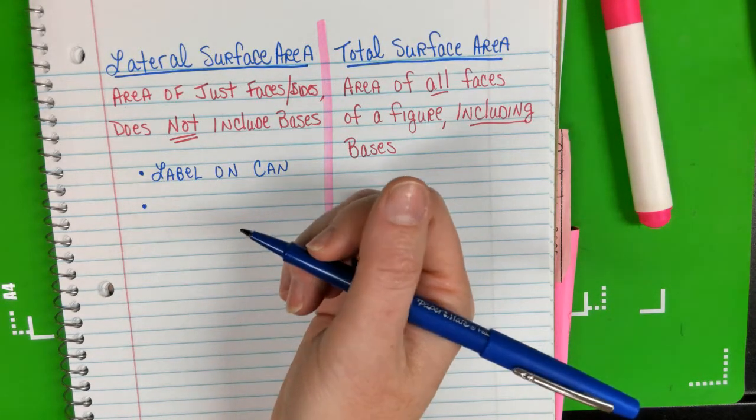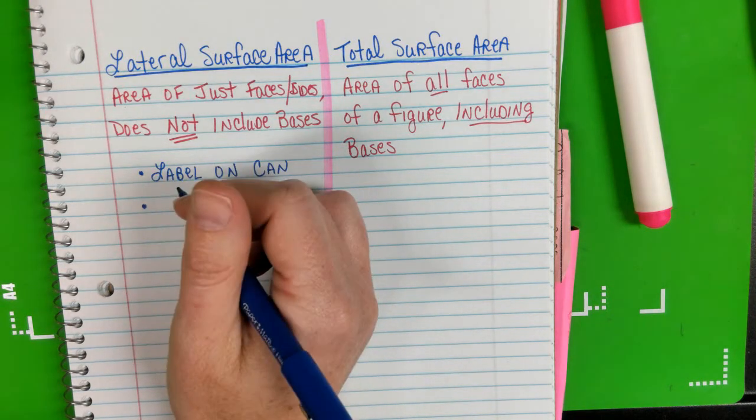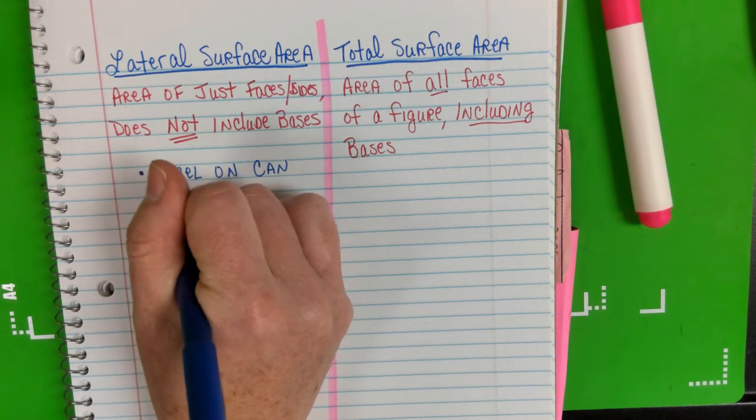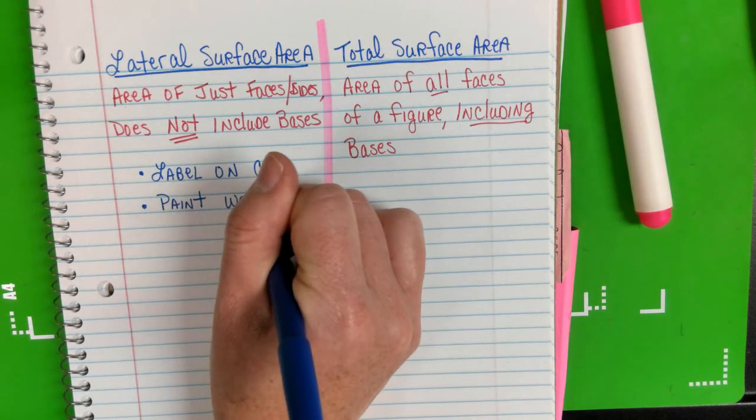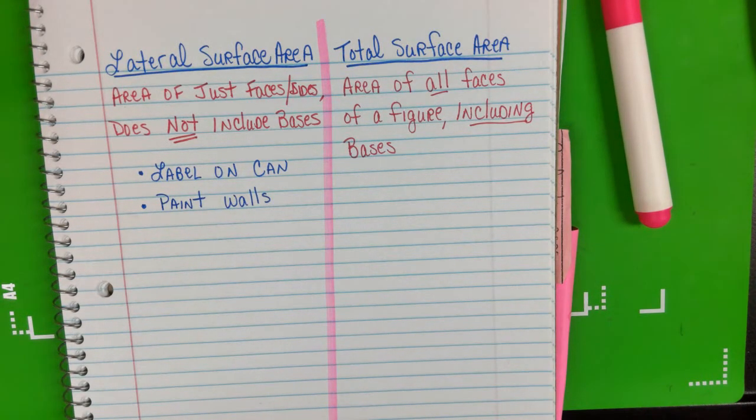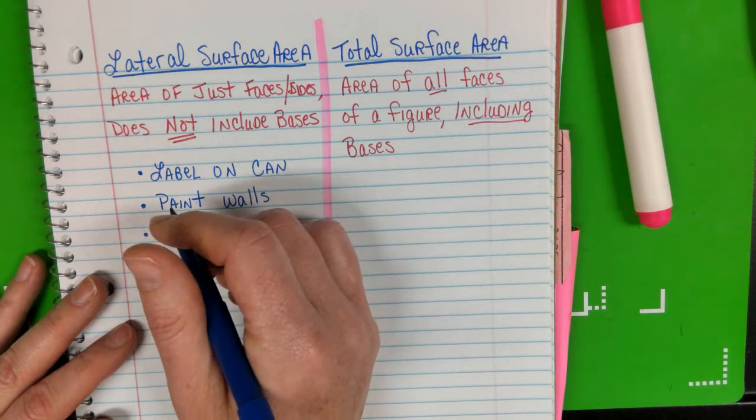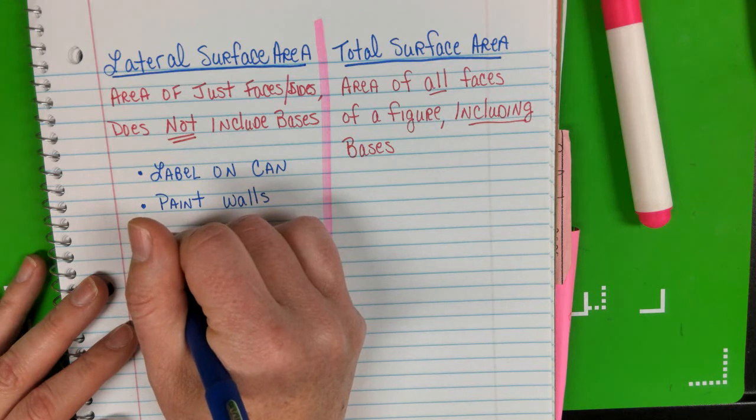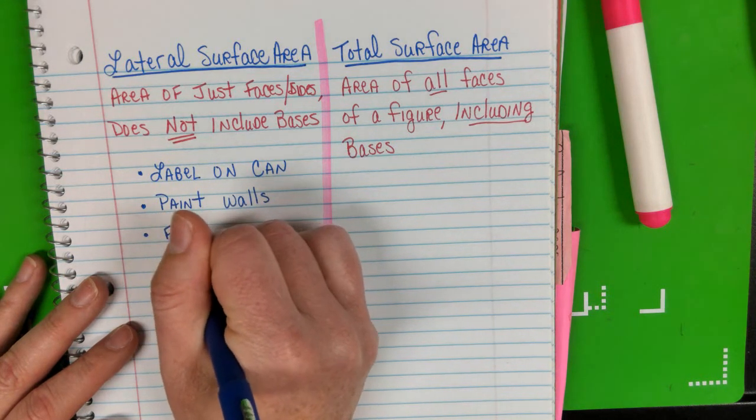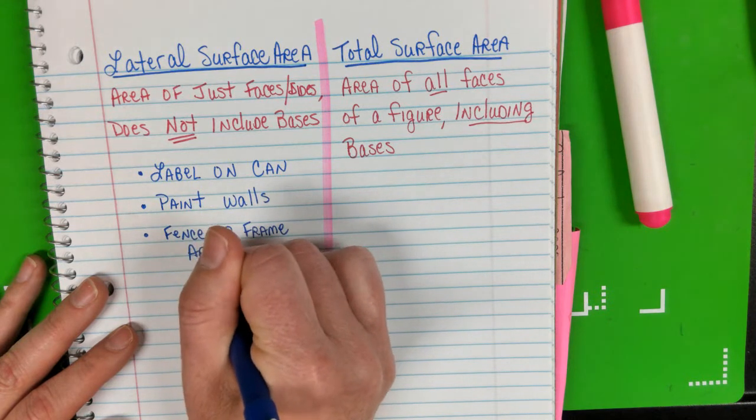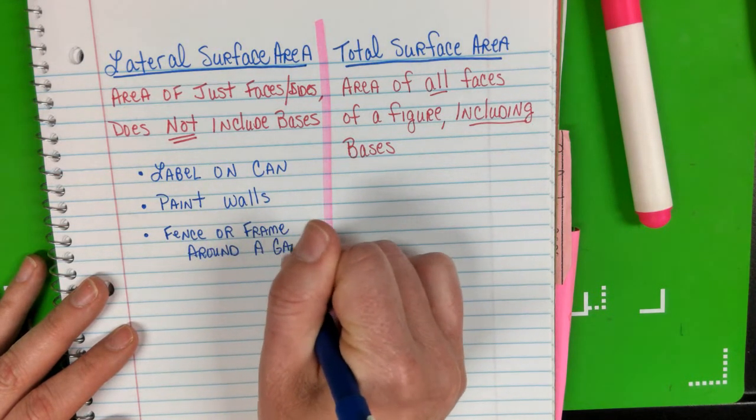Another example is if you look around the room that you're sitting in. If you were going to paint your room, you might paint your ceiling a different color, right? So if you were painting just the walls of your room, which is probably a rectangular prism, that would be an example of lateral surface area. If we're talking about building a fence or a frame around a garden, that might be talking about lateral surface area.